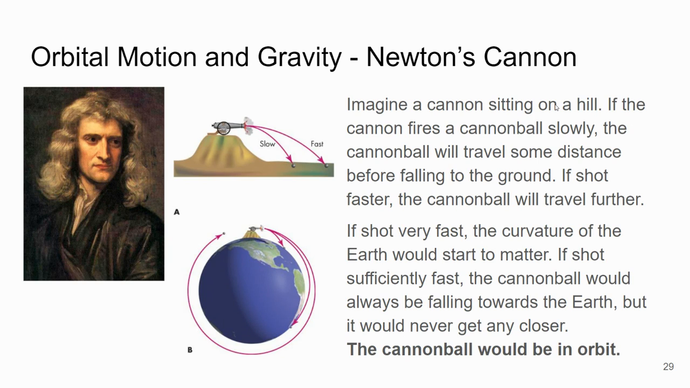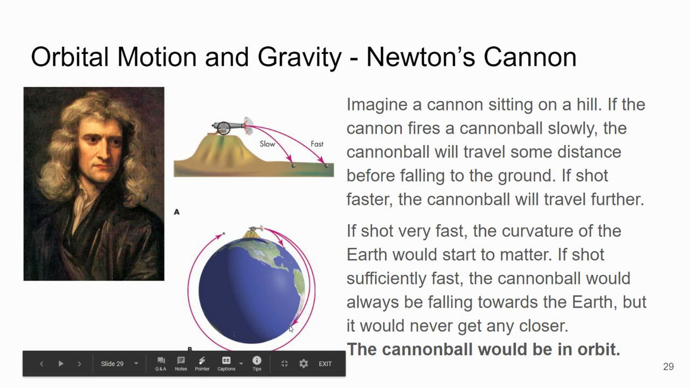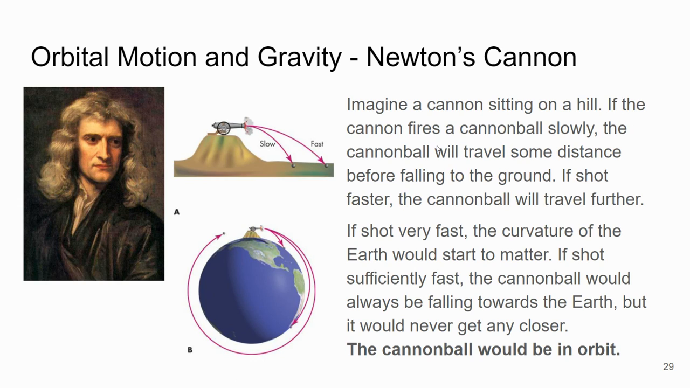What Newton realized, this is a thought experiment, he didn't actually do this, but this is what he realized, is that if you could shoot the cannonball fast enough, it would go so far that the curvature of the Earth would start to matter. The cannonball in this case got all the way to here. If you shot it even faster, it would go maybe most of the way around the Earth, all the way to here. So here he went from like the North Pole to the southern tip of South America. And finally, if you shot it fast enough, what would the cannonball do?